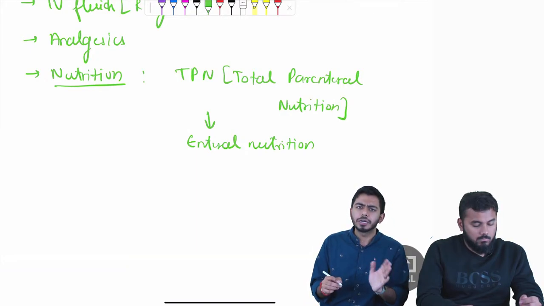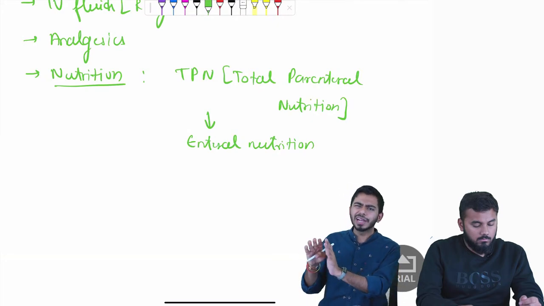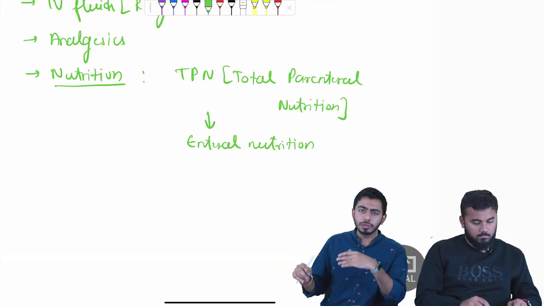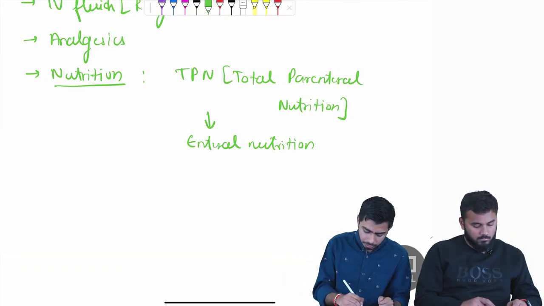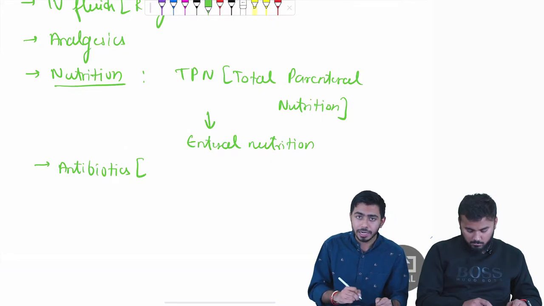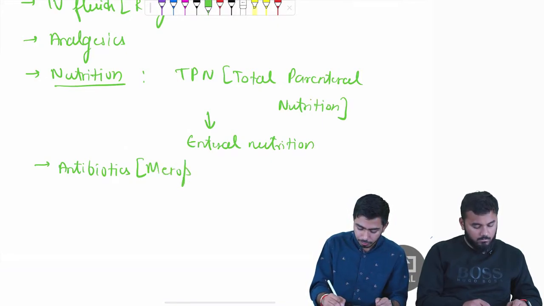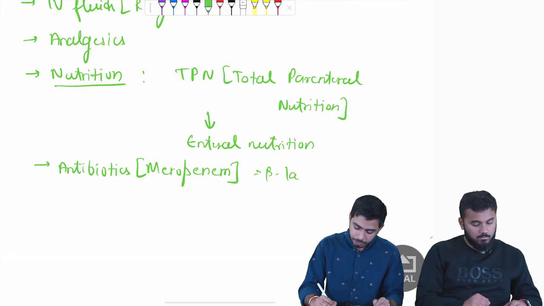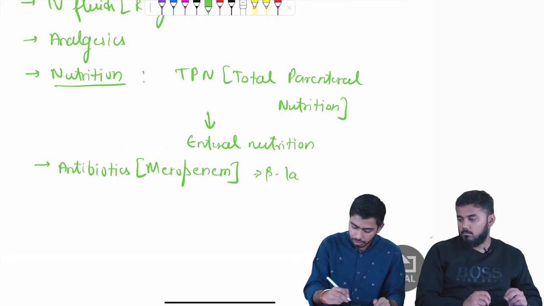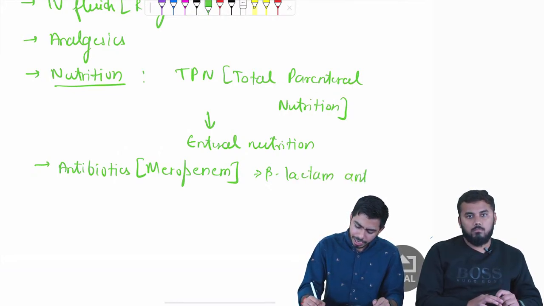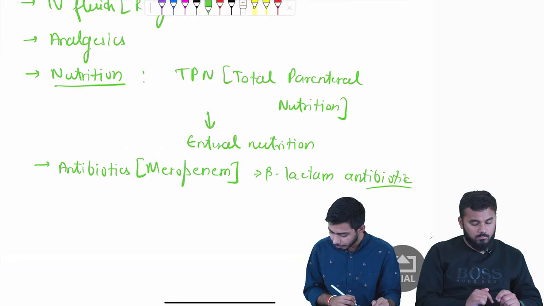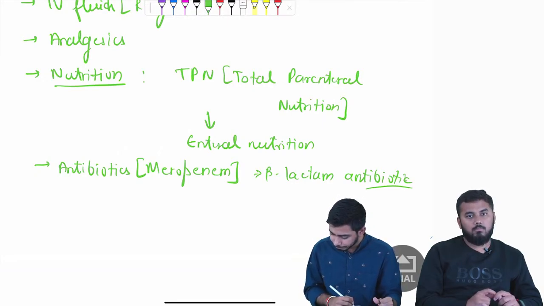With that, should I give antibiotics or not? In the mild cases of acute pancreatitis, the role of antibiotics is not proven as such, but for severe pancreatitis, obviously we should give antibiotics. Which antibiotic is good for those cases? That is meropenem. Now meropenem, guys, is a beta lactam antibiotic. So this antibiotic can be given to the patient if you are handling a severe pancreatitis case. Okay, fine.